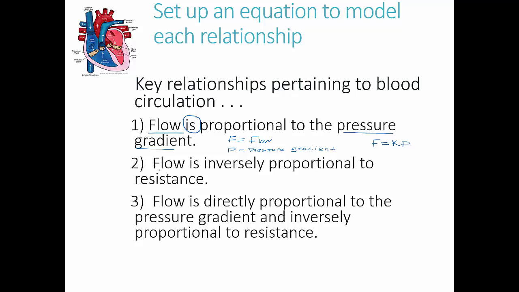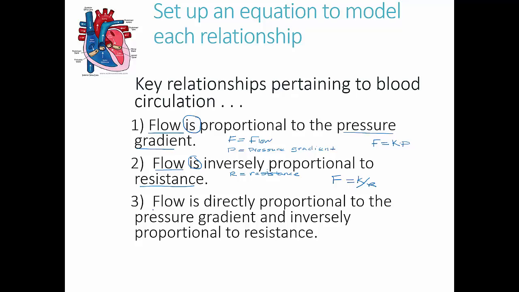So we look at number 2. Flow is the subject. Is the verb. My relationship is inversely, and it's to resistance. So I need a new variable, and I'm going to use R is equal to resistance. So I write my equation. Flow is the subject, so F. Is my verb, that's equals. Next is K every single time. Now it's inversely. Our pre-lecture notes tell us that that's division, so I'm going to divide by resistance.